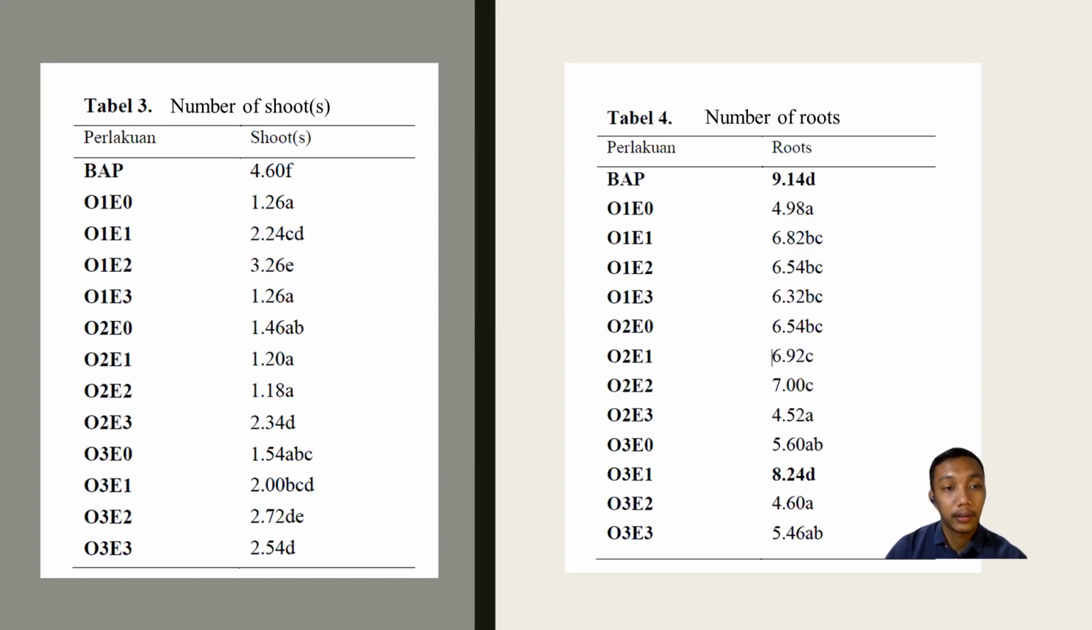Table 3, the number of shoots. Here, still, the best result is MS media enriched by benzyl aminopurine. There are 4.60 shoots per plant. This is because the cytokinin hormones affect the shoot initiation. Meanwhile, the organic matter MS plus sweet potato extract and fish emulsion showed the highest result compared to the other organic treatment.